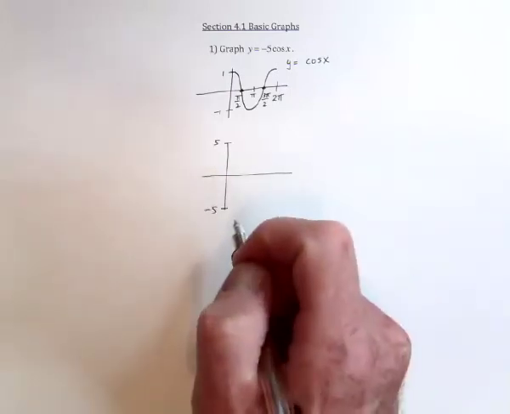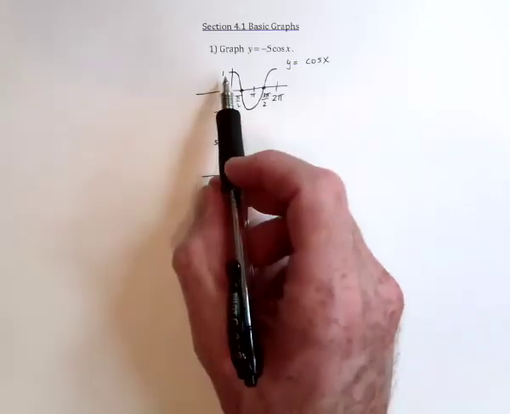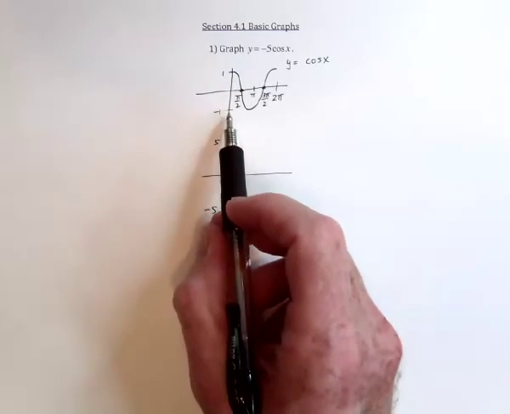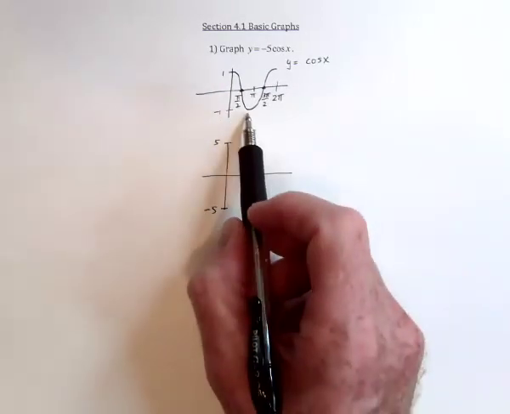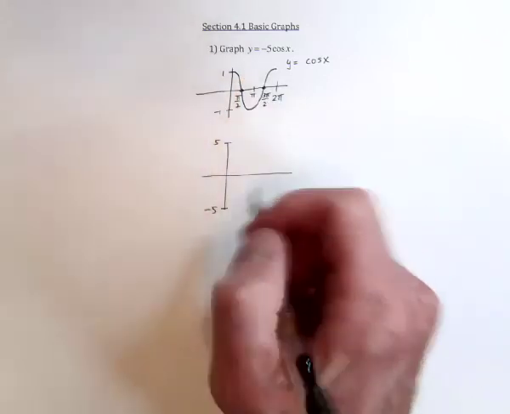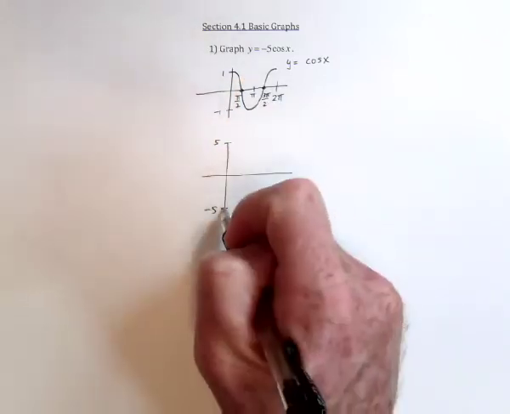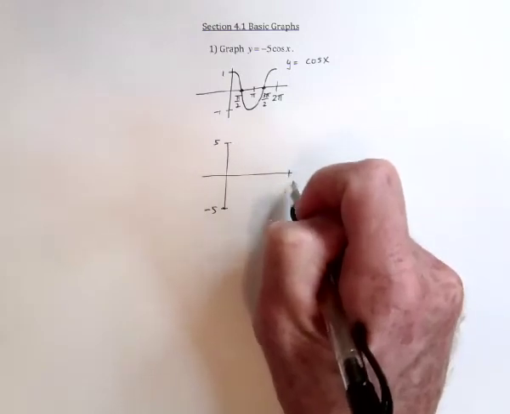Then what does the negative do? Well, the negative inverts it. So what used to be a positive y value is going to be inverted and become a negative y value. And what used to be a negative y value is going to be inverted and become a positive y value. So instead of starting at the top and going down, it's going to start at the bottom and go up.